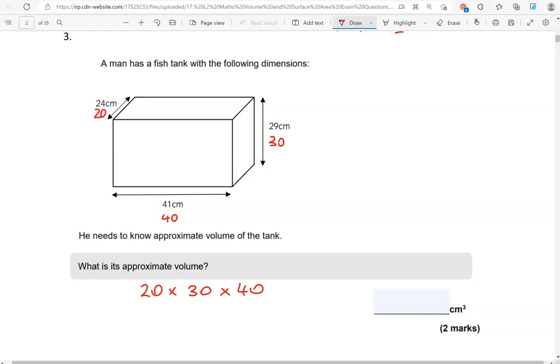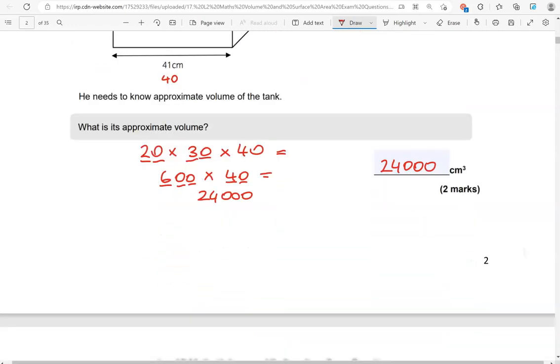So 20 times 30 first. 2 times 3 is 6. Adding the two zeros makes this 600. So 600 times 40 now. 6 times 4, 24. 1, 2, 3 zeros. So that is 24,000 cubic centimeters.